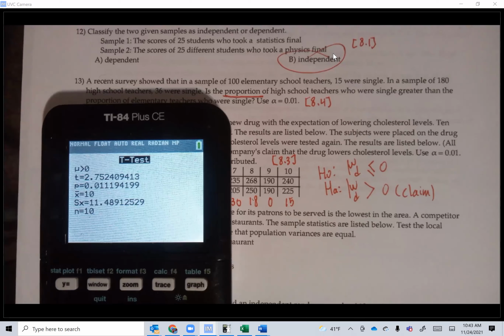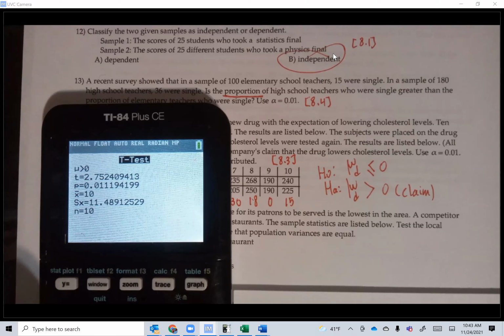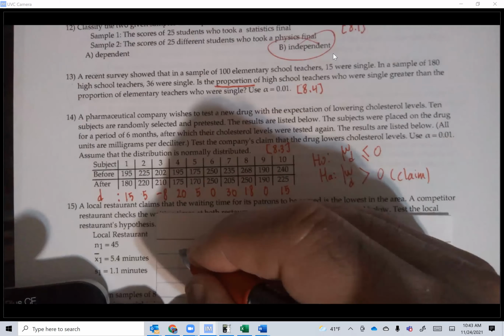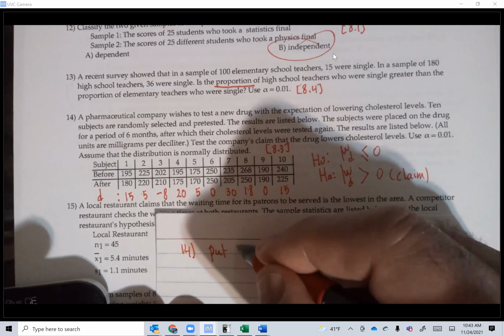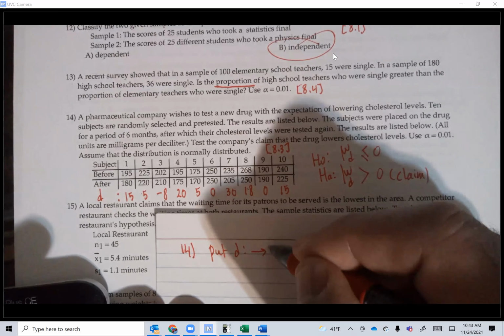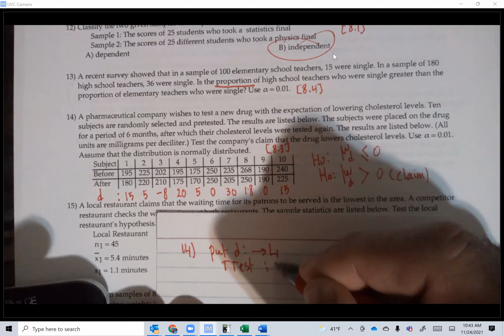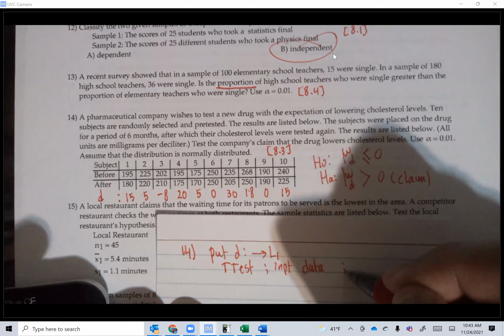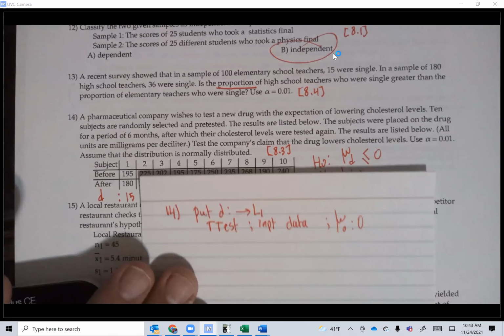And let's do that on a separate index card. That's number 14. So put D in L1, t-test. Input is data. And for mu0, you're testing against 0 always. So that's very important to be aware of.